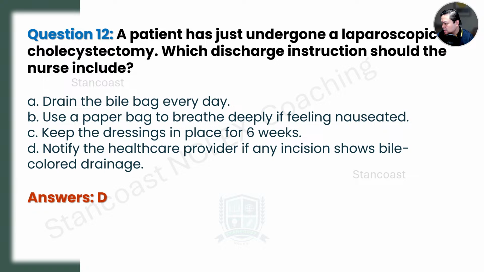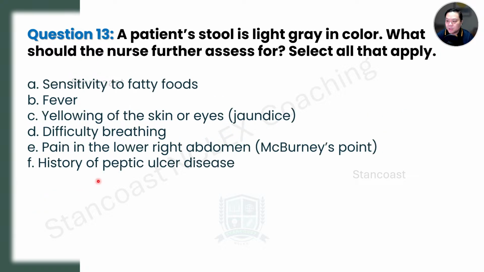Now let's have our next question, number 13. A patient's stool is light gray in color. What should the nurse further assess for? Select all that apply. A, sensitivity to fatty foods. B, fever. C, yellowing of the skin or eyes. D, difficulty breathing. E, pain in the lower right abdomen. Or F, history of peptic ulcer disease.